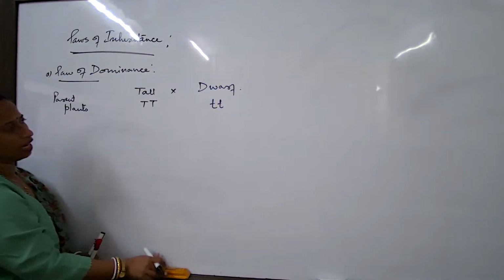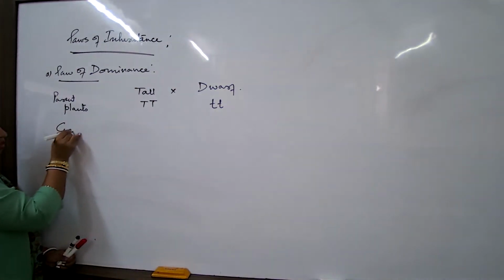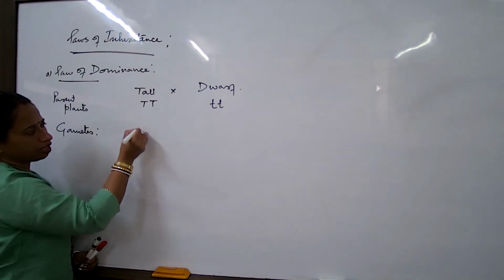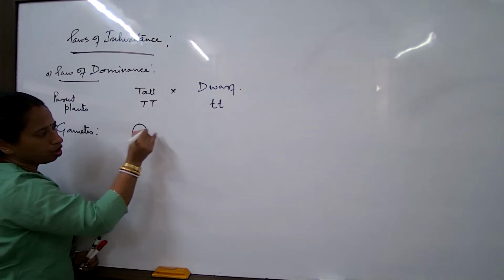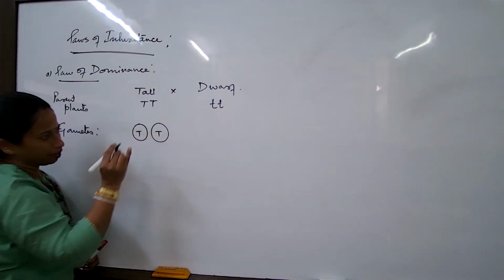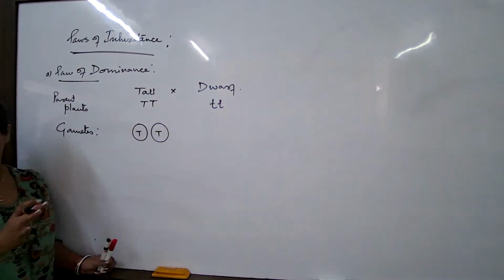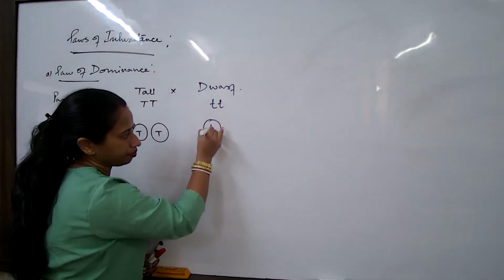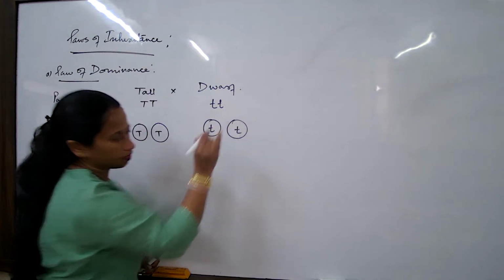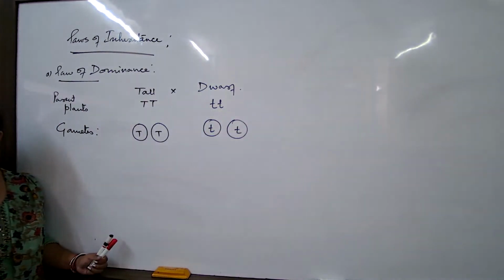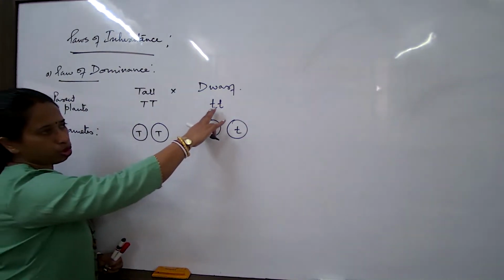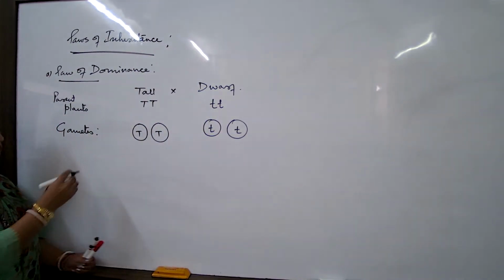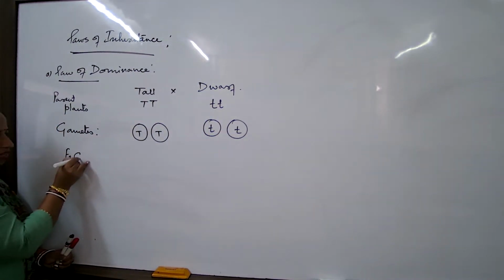So how should we write now? What about the gametes now? This particular plant will give rise to one type of gamete. But let us write both the chromosomes getting split. Then what should I write here? Understood? Clear? Pair of chromosomes split. Here also pair of chromosomes split. Is that clear? Now we talk about F1 generation.